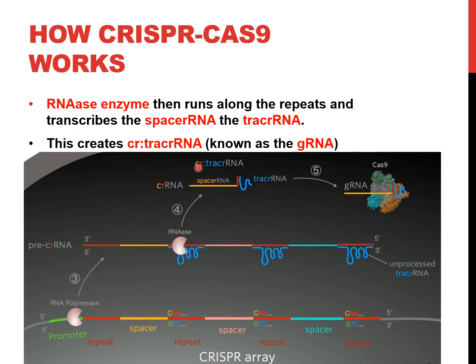Alrighty. And that process is really the creation of this guide RNA shown up here. All right. And that guide RNA fits perfectly into the Cas9 protein, which is going to be made upstream in the gene. Okay. Alrighty, so if we look at the bottom here, we have our CRISPR array. We have our promoter, repeat, the yellow spacer, repeat, pink spacer, repeat, blue spacer, repeat, etc., etc.